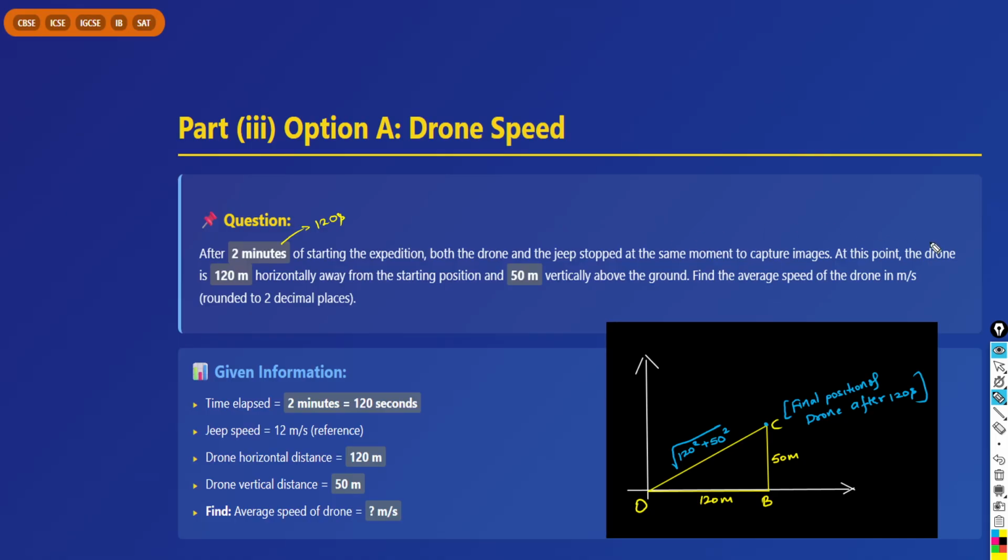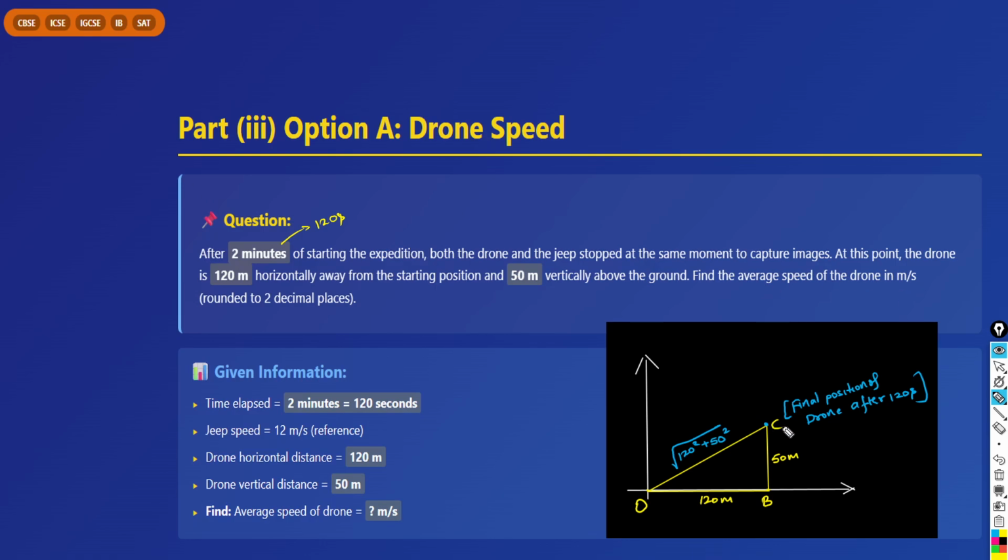At this point, the drone is 120 meter horizontally away from the starting point and 50 meter vertically above the ground. Therefore, let me take a coordinate axis to represent this. Let me take the starting point as origin, 120 meter horizontally and 50 meter vertically. Find the average speed of the drone.